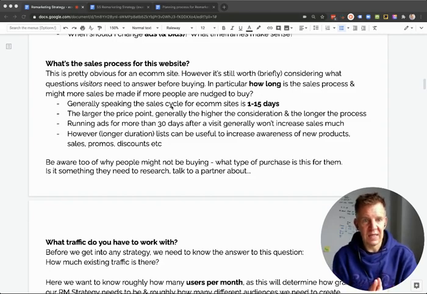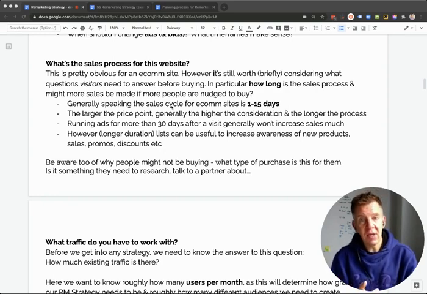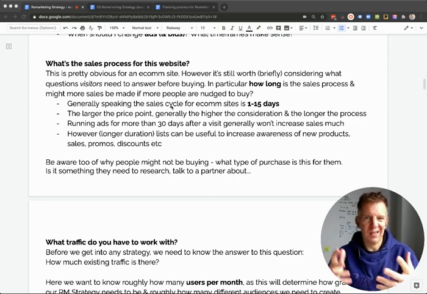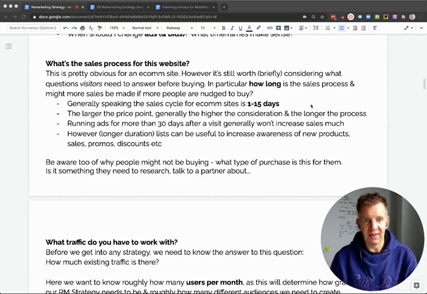So the first question we're going to ask ourselves: what's the sales process for this website? Again, with ecom that's going to be pretty obvious, but there's a couple of little gotchas in here. For a lead gen site, the easiest way to do that is just go through the site and map out the funnel. How long is the sales process? I mentioned that briefly in the last video. Is this an impulse purchase? Is this more of a considered purchase? You need to take that into consideration.